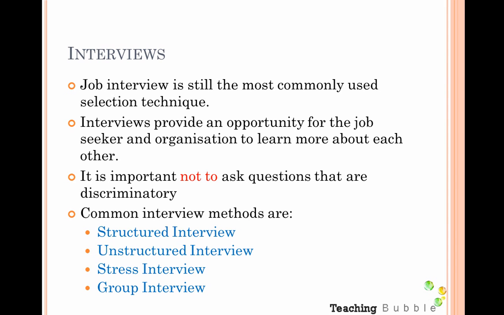It's important not to ask questions that are discriminatory. So you can't ask if you're planning to have a family soon, if you're pregnant or anything like that, what your religion is. You can't ask any of those questions because you can't discriminate.